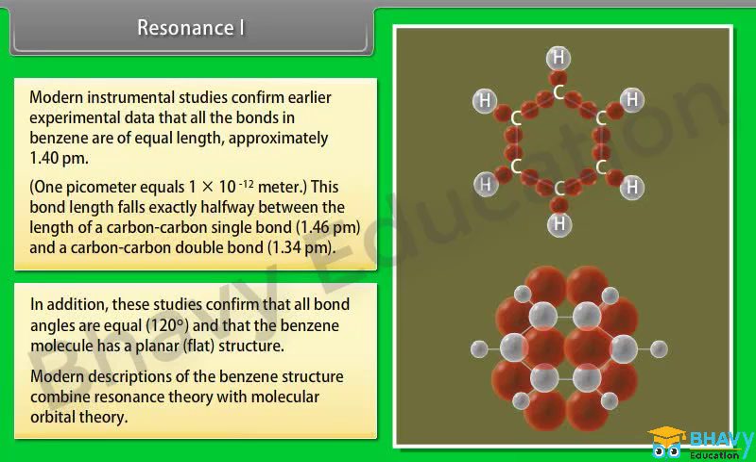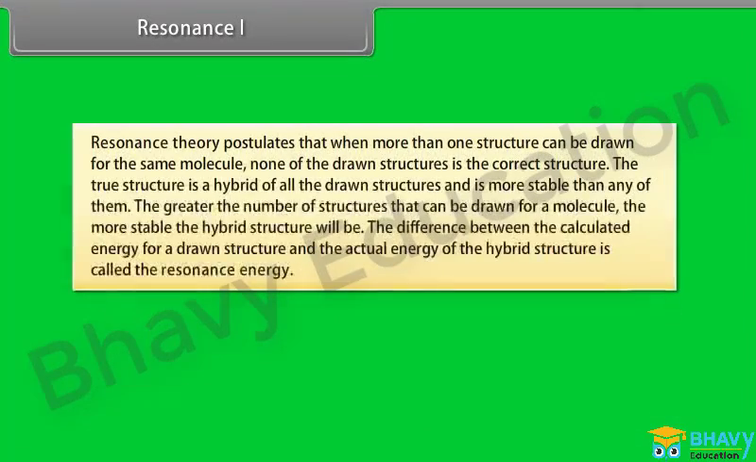Modern descriptions of the benzene structure combine resonance theory with molecular orbital theory. Resonance theory postulates that when more than one structure can be drawn for the same molecule, none of the drawn structures is the correct structure. The true structure is a hybrid of all the drawn structures and is more stable than any of them. The greater the number of structures that can be drawn from a molecule, the more stable the hybrid structure will be.